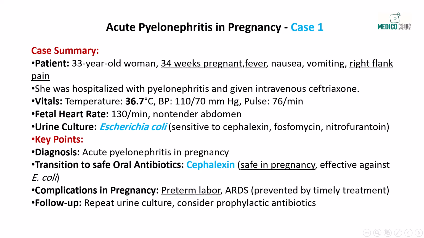Let's dive right into the next high-yield topic, acute pyelonephritis. A 33-year-old woman who is 34 weeks pregnant arrives at the emergency department with a fever, nausea, vomiting, and right flank pain. She has no significant medical history, and her pregnancy has been smooth so far. She's admitted to the hospital with acute pyelonephritis and is started on intravenous ceftriaxone. After 48 hours, she shows significant improvement, is now fever-free, and is able to resume a normal diet.